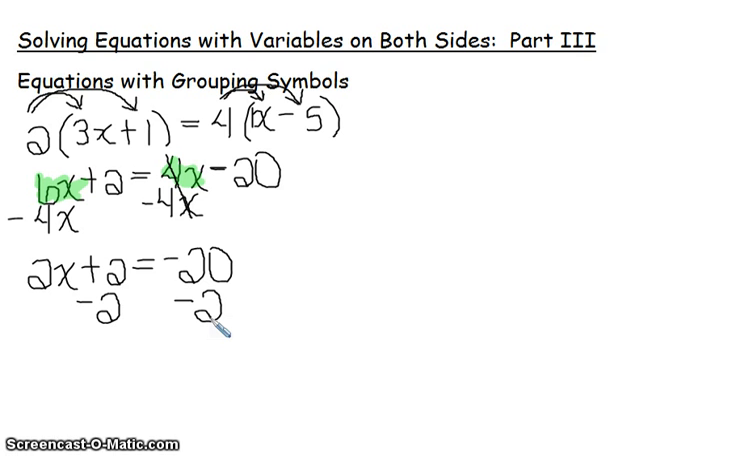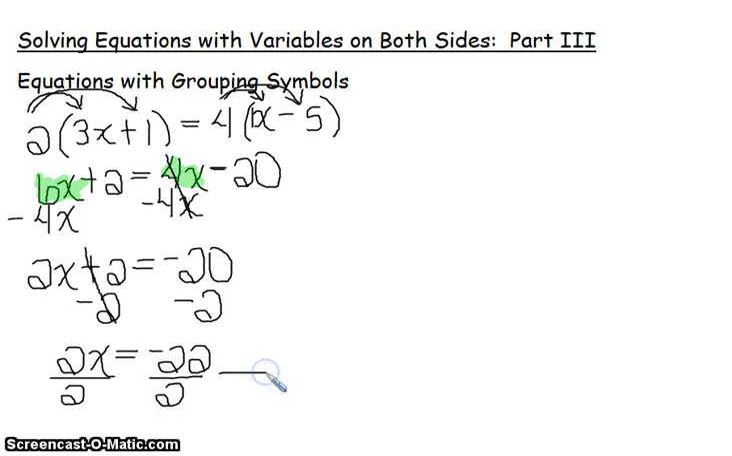So we are left with 2 minus 2 gives us 0. We have 2x equals, and then negative 20 minus 2. So be careful if you're typing that in your calculator. That gives you negative 22. And then last but not least, since we are multiplying by 2 here, the inverse would be to divide by 2.